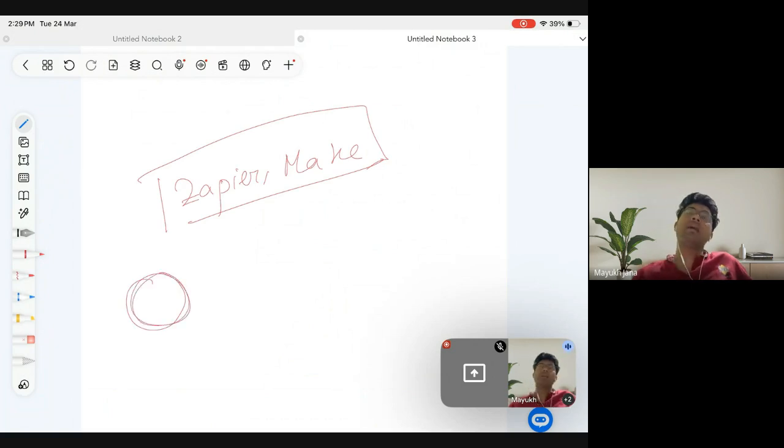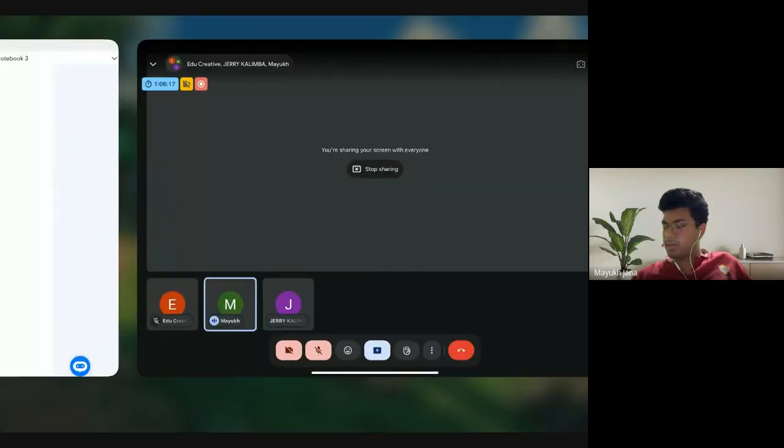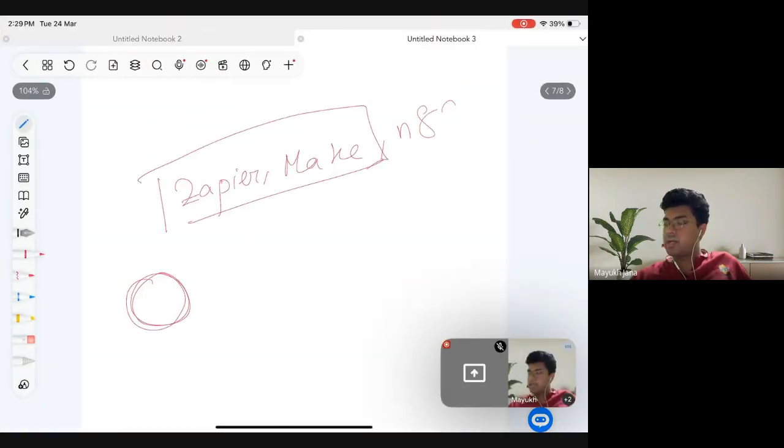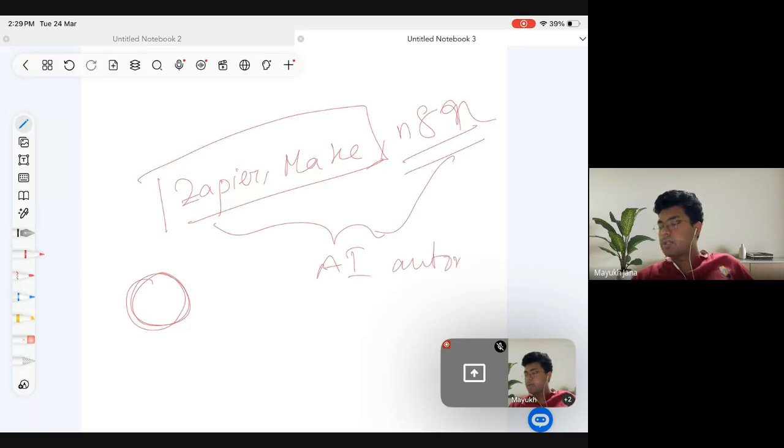See, in Zapier, in Make, in N8N, there is one more, but this is a little bit technical. N8N and all that, these are where you can create AI automation workflows. We call it AI automation workflows, right? Now the very specific thing here is, let's say I don't have very good ideas, or I'm not that creative. I'm talking about myself.